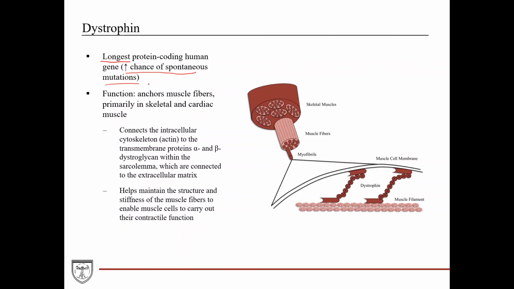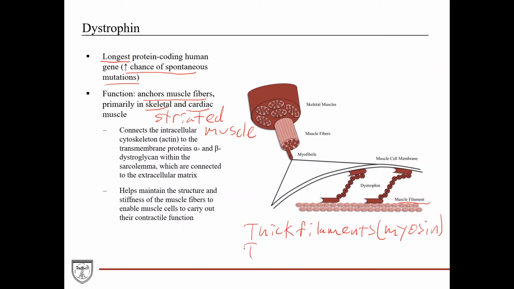The function of the dystrophin protein is to anchor muscle fibers, primarily in skeletal and cardiac muscle. So striated muscle, because remember, smooth muscle is not striated. If you look at this diagram here, you have the muscle filaments shown here. These are composed of thick filaments, which are made of myosin, and then you have thin filaments, which are composed of actin. And these slide on top of each other to carry out muscular contraction.